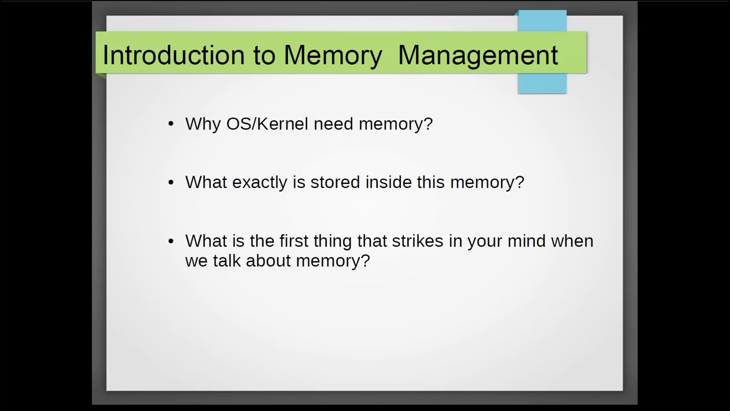So the question is, why does the OS or kernel need memory? The simple answer is to run user space processes, because for the operating system or kernel, the most important task is to run user space processes, or whatever applications we are writing. And for that, the kernel needs memory. Now the second question, which has been asked many times: what is exactly stored inside this memory? The content of your applications, your kernel instructions, your working data files and file system cache are all stored inside your memory or your RAM.